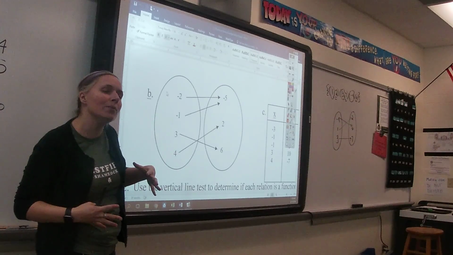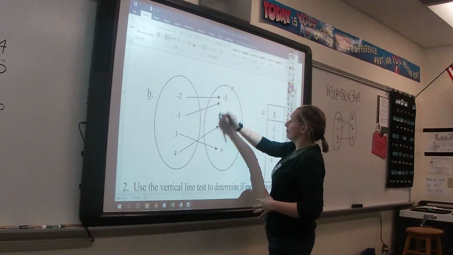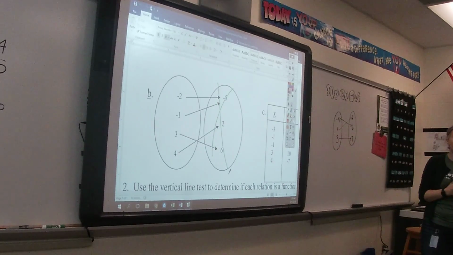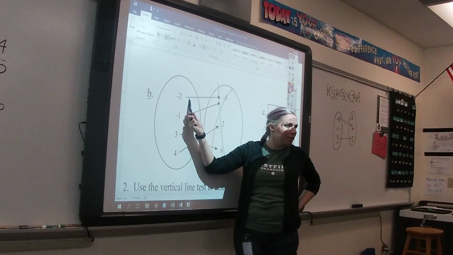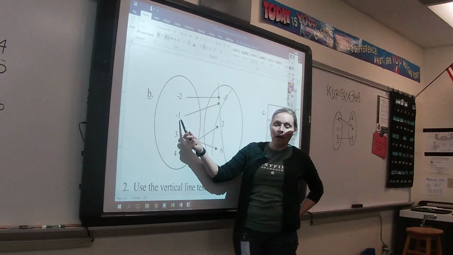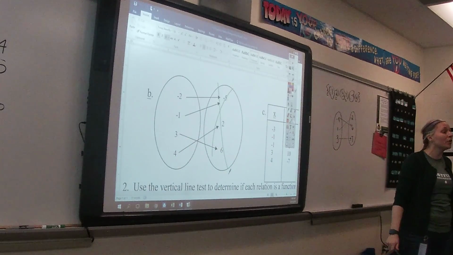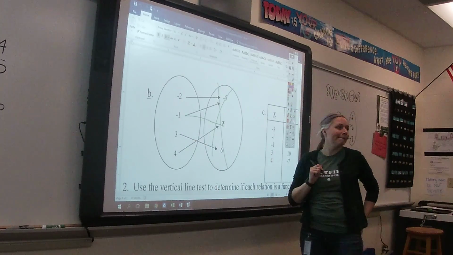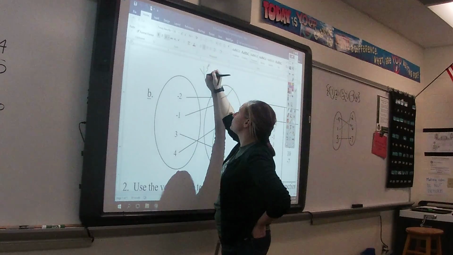Does the y value matter at all when we're determining this? No, so this stuff over here doesn't matter. We're only looking at the x's. So how many lines does this have? One, so is it a function? Yes. Does the x value repeat? No. What happens if I drew a line here? Then it is not, because it was used twice. So this is a function.